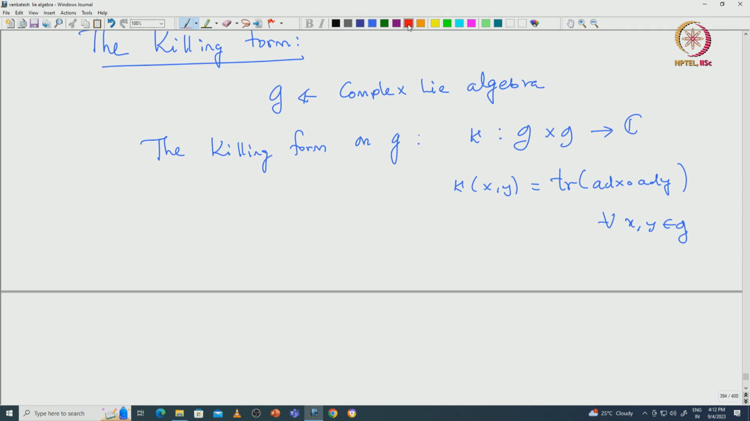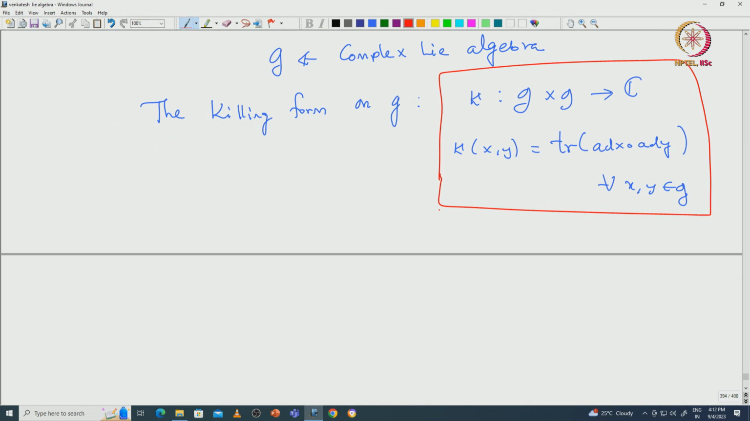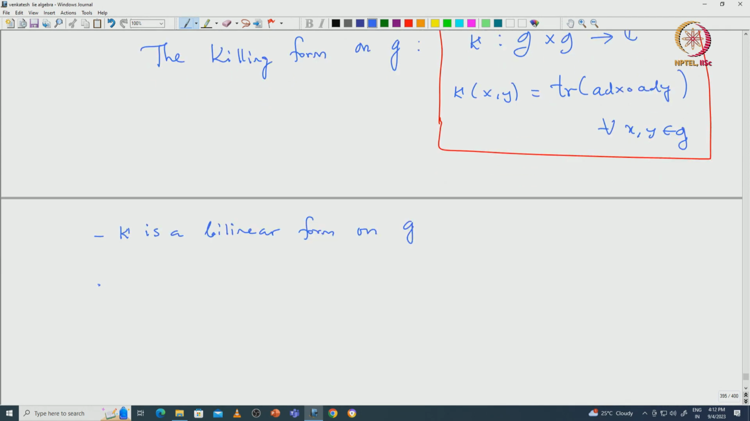Note that by definition, since trace is linear and ad x is linear, you can see that kappa is a bilinear form on g. Not only that, it is also a symmetric form, because trace of AB is equal to trace of BA, which gives us kappa being symmetric.